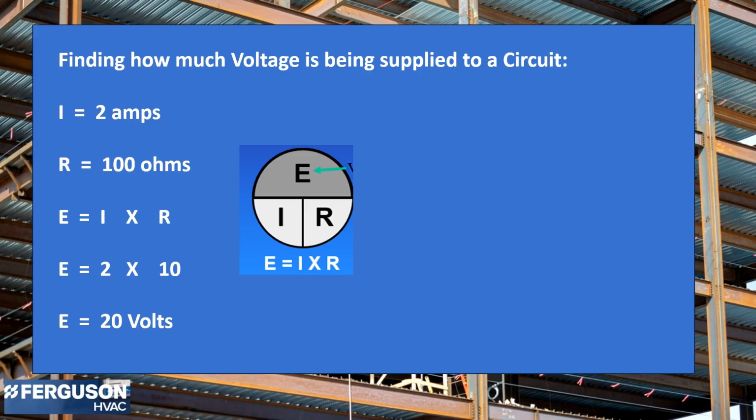In our first example, we want to find out how much voltage is being applied to our circuit. We know that we have a 2 amp draw on the circuit. We know that our resistance is 100 ohms in the circuit. So we want to find our voltage. To do this, we are going to multiply our 100 ohms by 2 amps, which will give us our voltage of 200 volts.